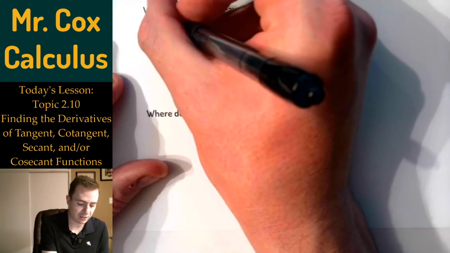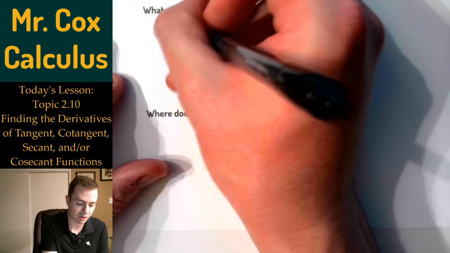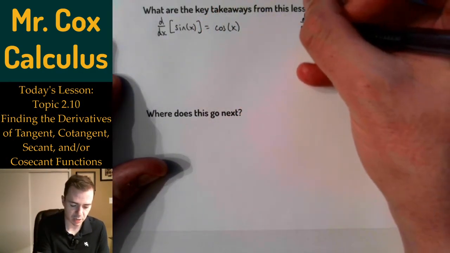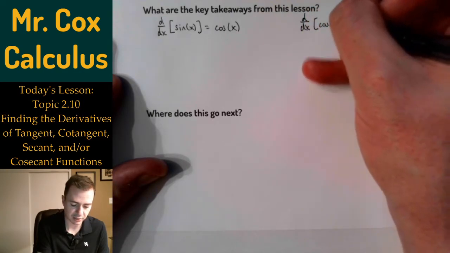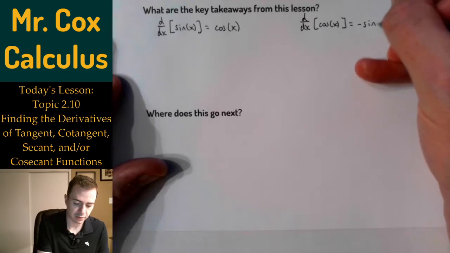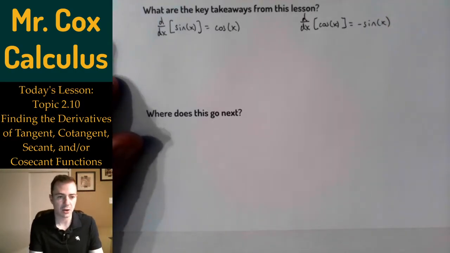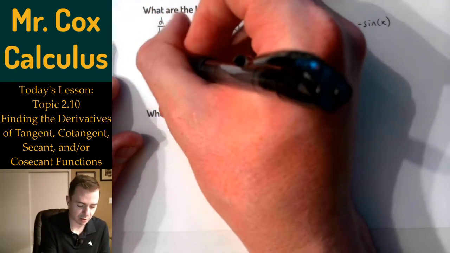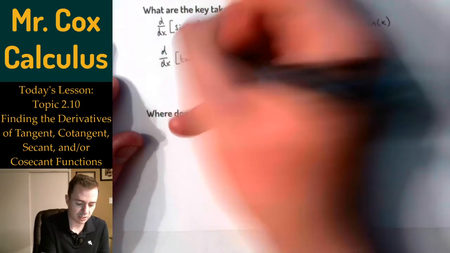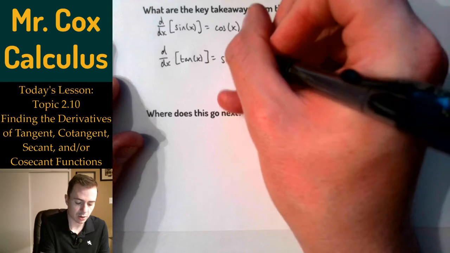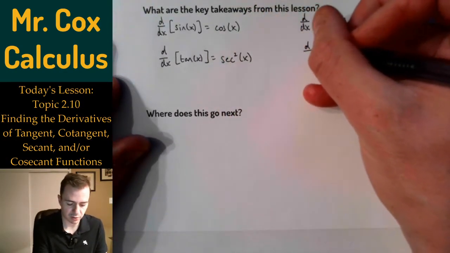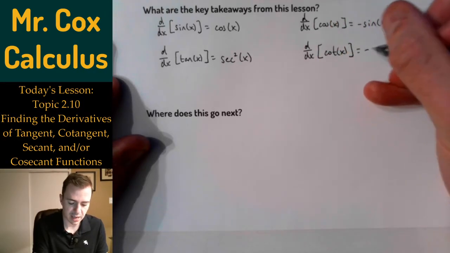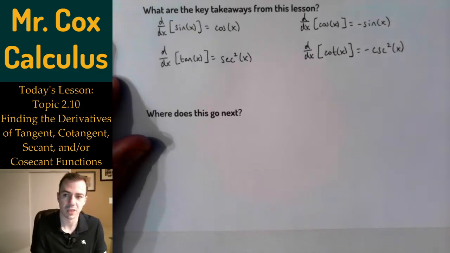So obviously from topic 2.7, we found that the derivative of sine of x is equal to the cosine of x. And we also found in that particular topic that the derivative of cosine of x was equal to negative sine of x. In our second video today, we found the derivative of tangent and cotangent. We said that the derivative of tangent of x was equal to secant squared of x, and that the derivative of cotangent of x was negative cosecant squared of x.